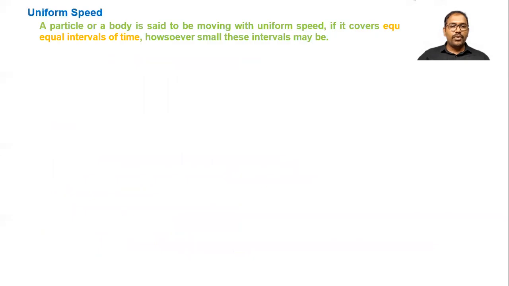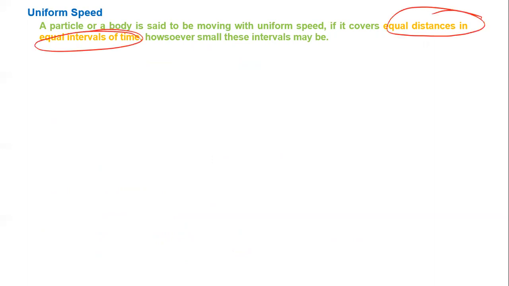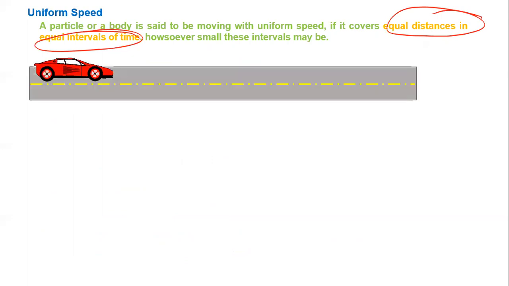Now, uniform speed. So what is uniform speed here? If a particle or body is said to be moving with uniform speed, it covers equal distances in equal time intervals. Equal distance in equal time interval, then only it is called as uniform speed.